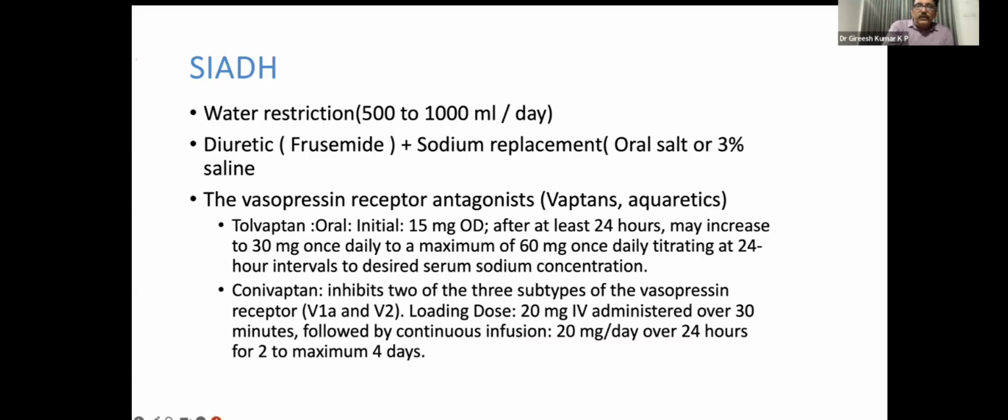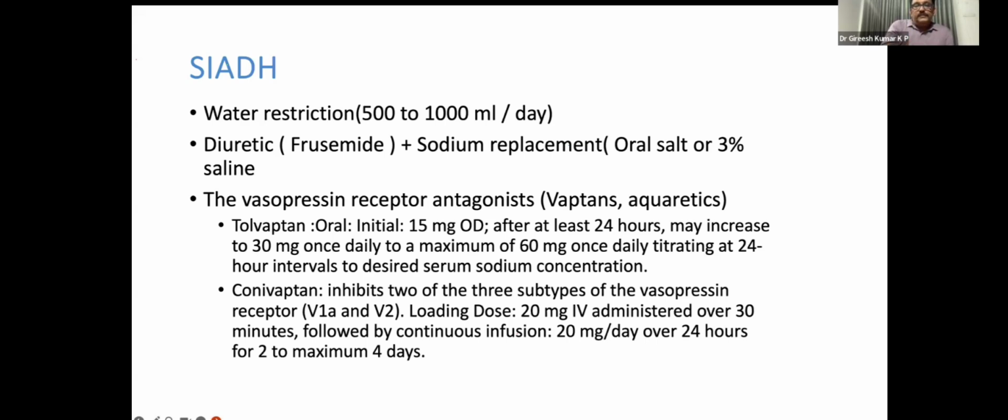So normally we give 1 to 1.0 liter per day. That is a water restriction. Next is furosemide. Don't think that furosemide will remove all the sodium from the body. You give some salt and give furosemide. That will remove more water than sodium. Sodium will definitely be removed, so you have to replace that also. We have no other choice. So you can give furosemide.